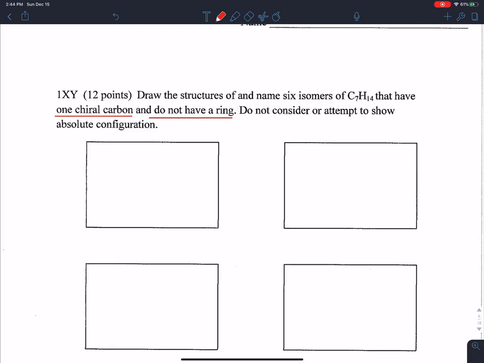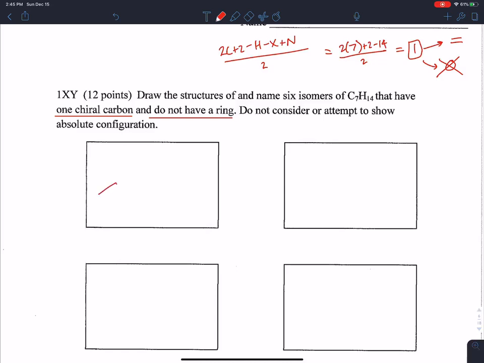The first thing I do before an isomer question is to do the degrees of unsaturation, which is 2C plus 2 minus H minus any X's plus any nitrogens, all divided by 2. So I have 2 times 7 plus 2 minus 14, all divided by 2. 7 times 2 is 14, plus 2 is 16. 16 minus 14 is 2. 2 over 2 is 1. So I get 1. Remember, 1 degree of unsaturation could mean 1 double bond, or it could mean a ring. But they told us no rings, so I have to have 1 double bond.